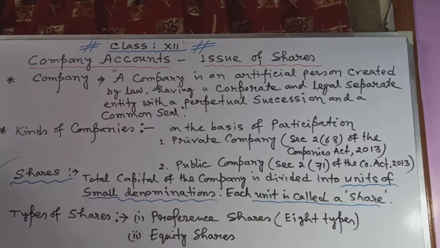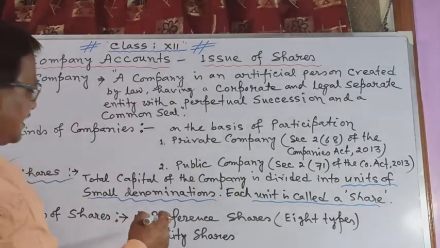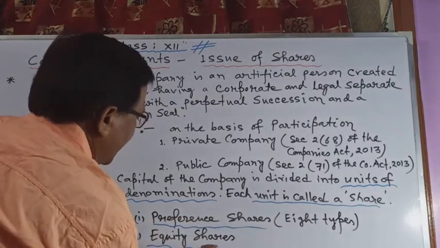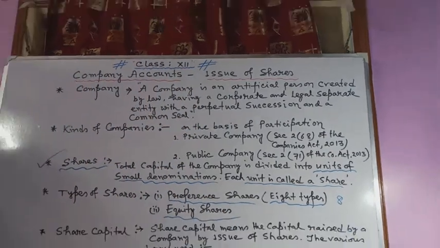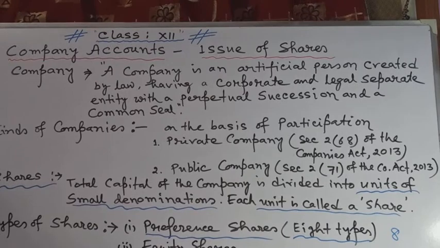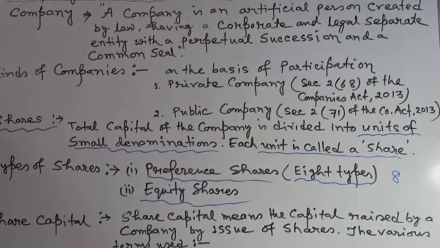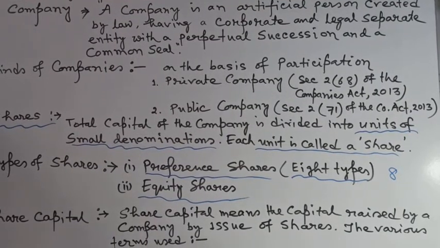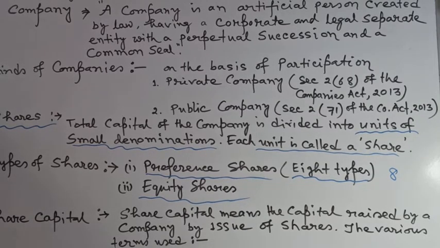Then types of shares. Shares may be divided into two: preference shares and equity shares. Preference shares, again there are 8 types of preference shares. The 8 types are cumulative preference shares, non-cumulative preference shares, participating preference shares, non-participating preference shares, redeemable preference shares, irredeemable preference shares, convertible preference shares, and non-convertible preference shares. Okay, that is the preference share and their types.